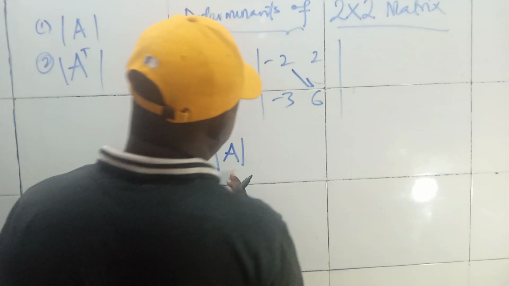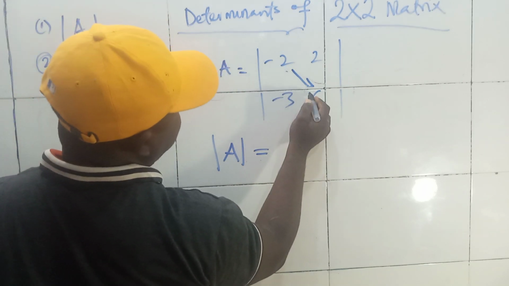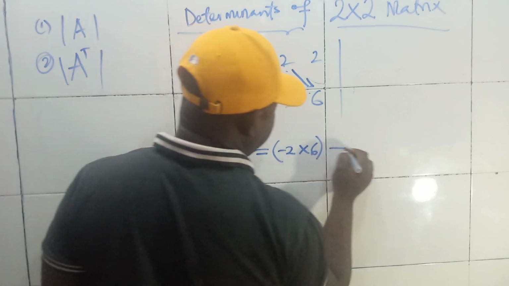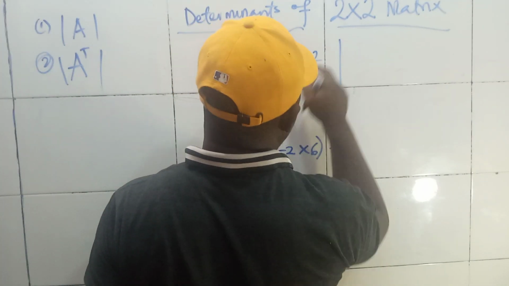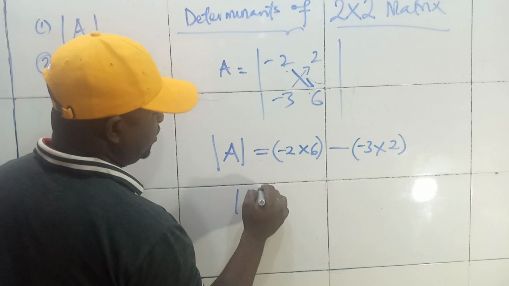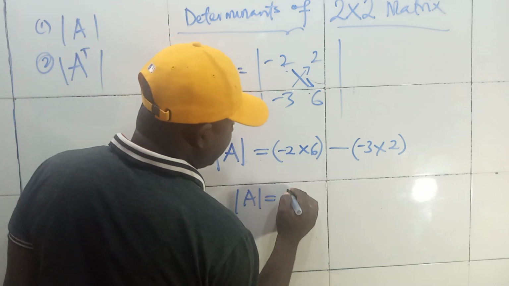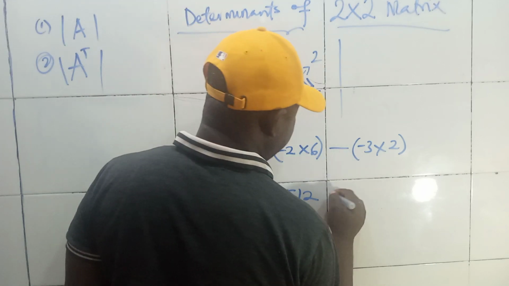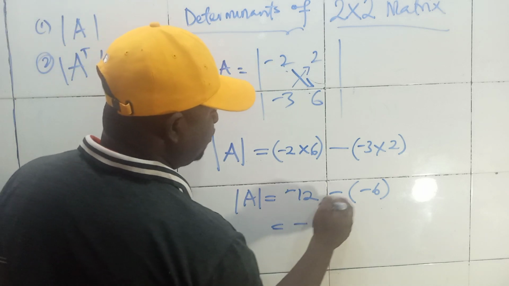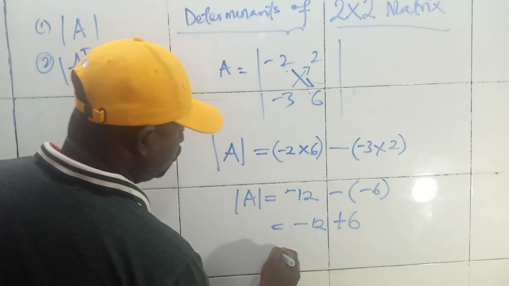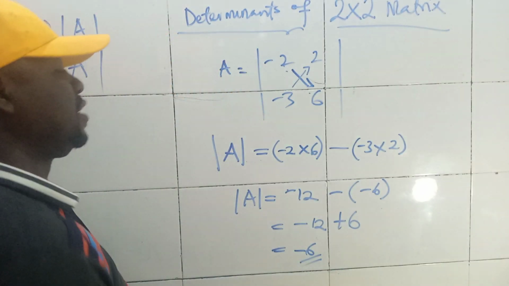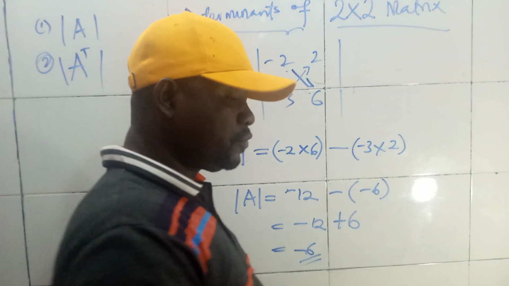So if I want to do a determinant, you first multiply this by this, that is minus 2 times 6. Use your bracket. Minus, then you multiply this by this, that is minus 3 times 2. So the determinant of A is equal to minus 2 times 6, that is minus 12. Then minus into bracket minus 3 times 2, that's minus 6. So you have minus 12, minus times minus, which is plus. So this is equal to minus 12 plus 6, that's minus 6. So that's the answer.